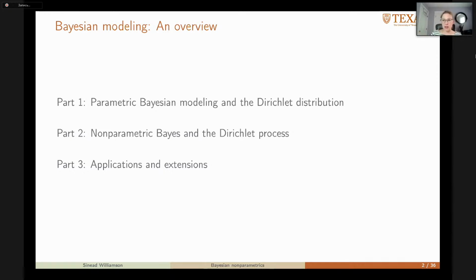Now, on Monday, we used very simplistic examples. Everything was a mixture of Gaussians, so that we could understand what was actually going on in the prior. Today, I want to talk about how we can actually use these distributions to construct more complicated models. I'm going to give two examples today, one surrounding modeling documents and one surrounding modeling networks.